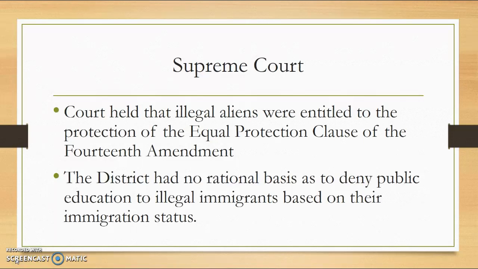The Supreme Court backed up their decision by saying that it is senseless for an enlightened society to deprive any children, including unauthorized immigrants, of an elementary education because the long-range costs of excluding any children from public schools may well outweigh the cost of educating them. The Supreme Court stated that the district had no rational basis to deny public education to illegal immigrants based on their immigration status. By denying these children an education, it would prevent them the opportunity to be a part of society.